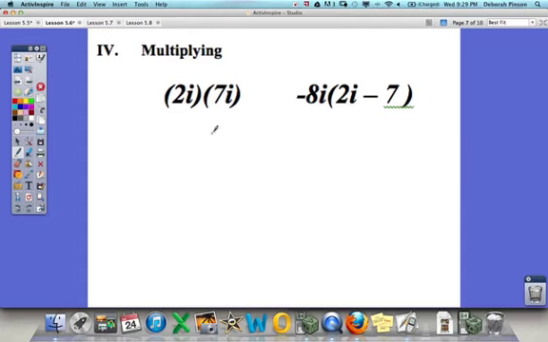Okay, so let's multiply. Now we will have a couple of different kinds of multiplying here. You're just going to multiply like you normally would. So if I normally have this, that's 14i squared. Now here's where you want to be careful, because a minute ago I gave you a definition for i squared. I told you i squared equaled a negative 1. So I think I can replace that.